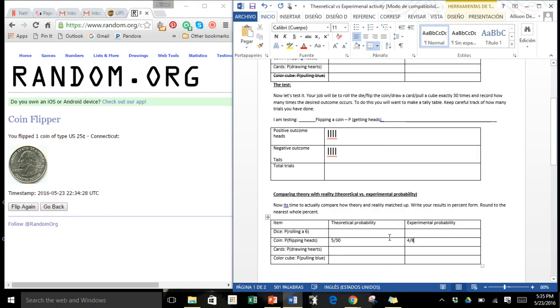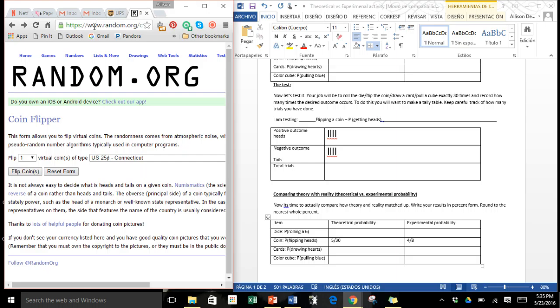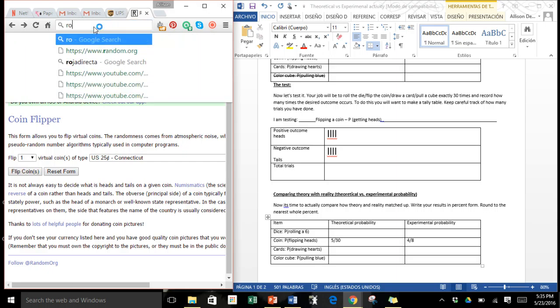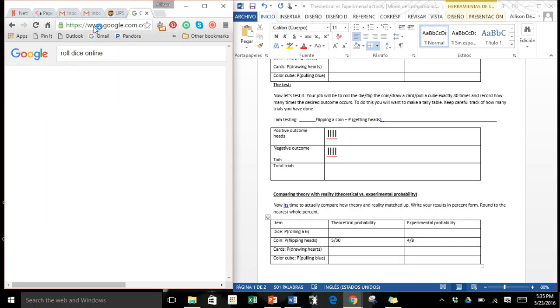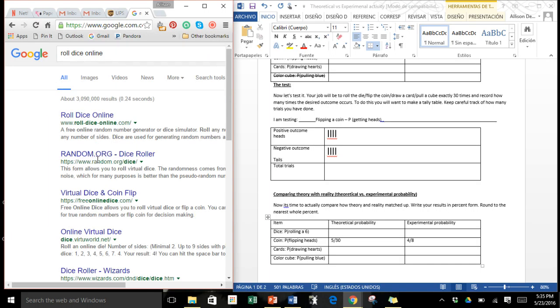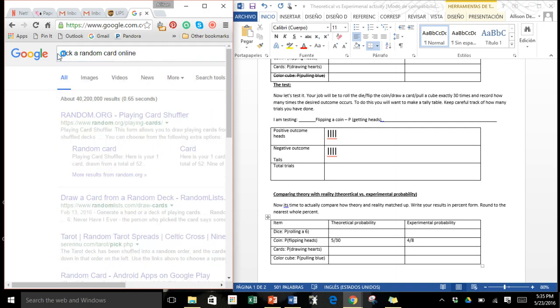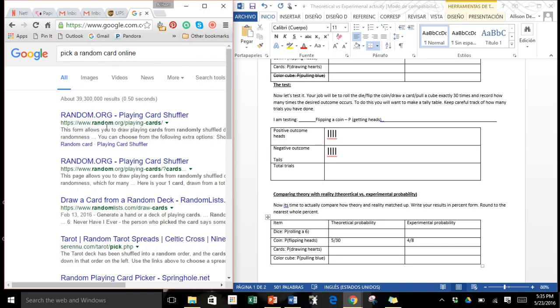So working on your own, you can Google rolling dice, roll dice online. Even if you don't have dice, there's a dice roller. Pick a random card online. There's a playing card shuffler, and you can pick a random card. So you can do all of this stuff online, and you can find out some experimental probabilities.